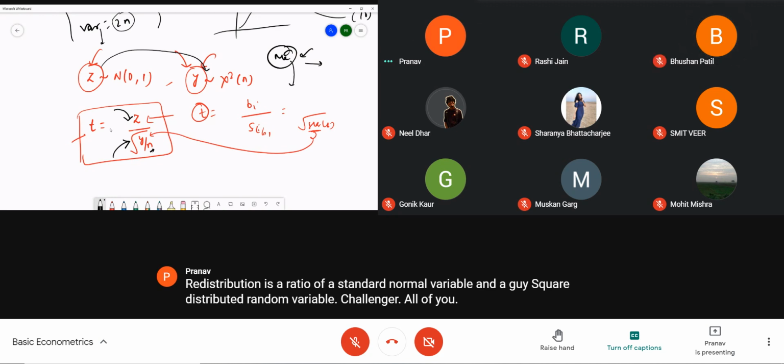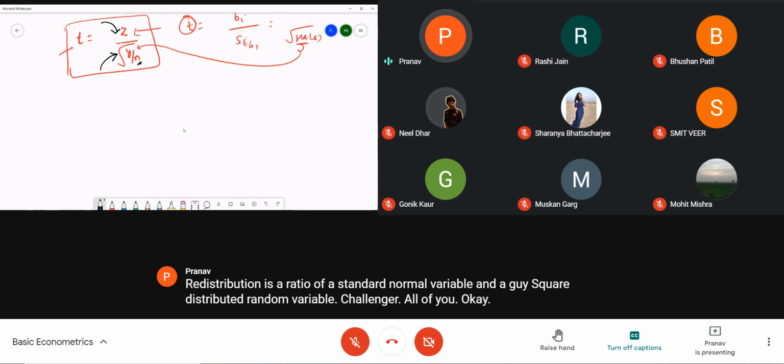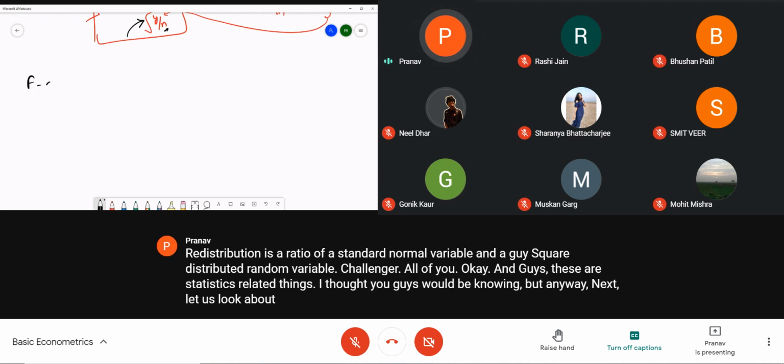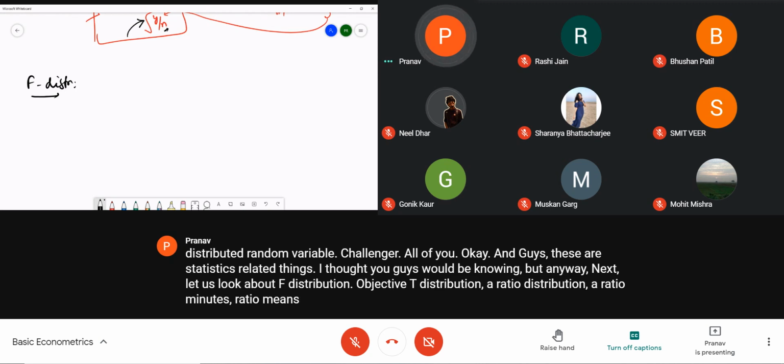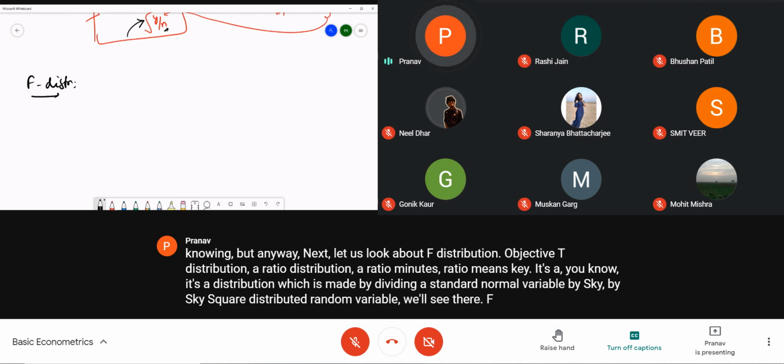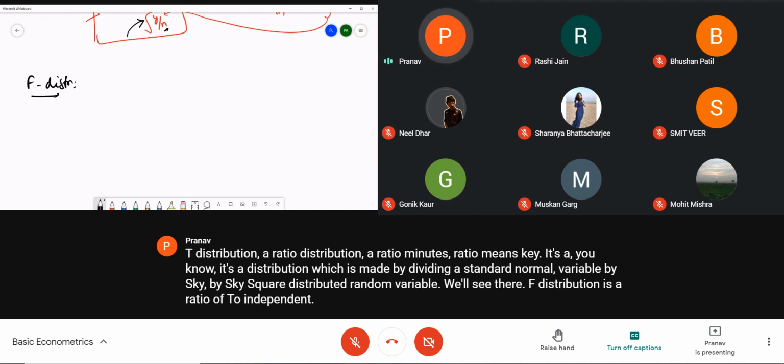Yes sir. Okay. And guys, these are statistics related things. I thought you guys would be knowing, but anyway. Next, let us look at F distribution. अब जैसे T distribution एक ratio distribution है. Ratio means कि it's a distribution which is made by dividing a standard normal variable by its chi-square distributed random variable. उसी तरह F distribution is a ratio of two independent chi-square distributed random variables.